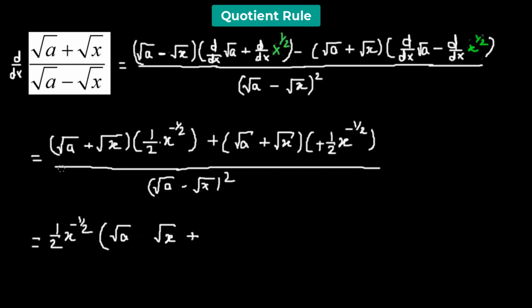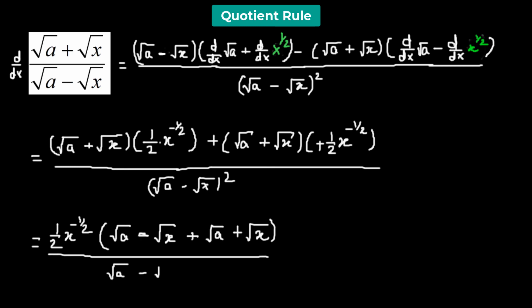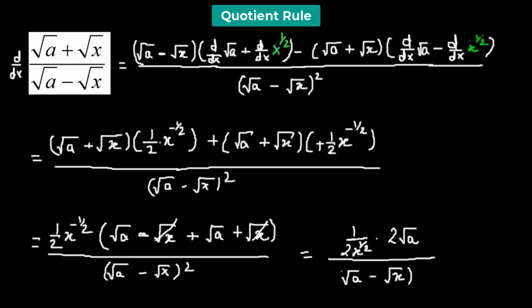So here we have square root of a minus square root of x plus square root of a plus square root of x divided by square root of a minus square root of x whole squared. So negative square root of x and positive square root of x gets cancelled. So that leaves us with half. So we can bring the x to the denominator, so times 2 times the square root of a divided by square root of a minus square root of x whole squared.